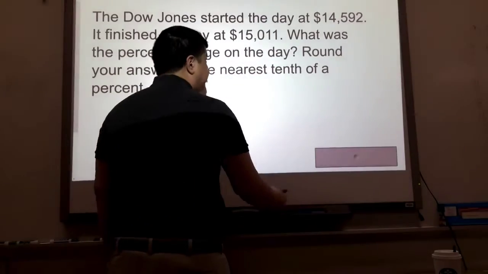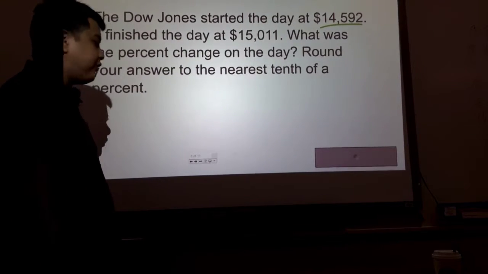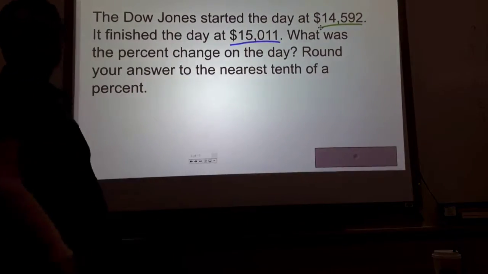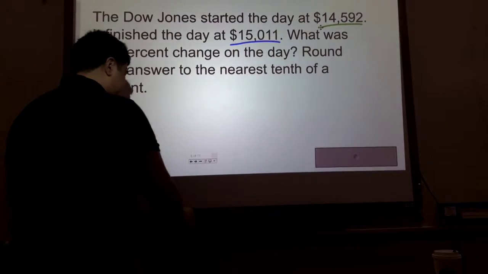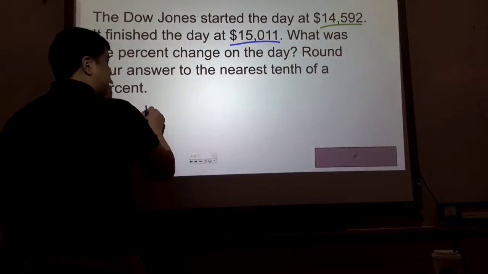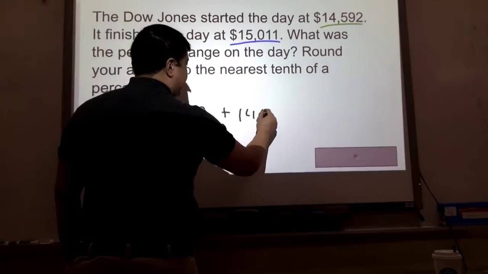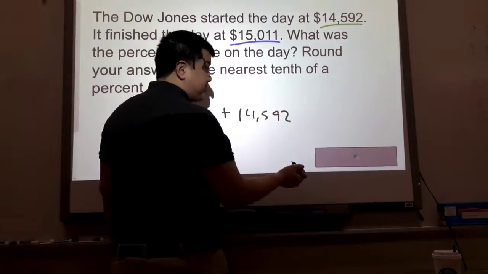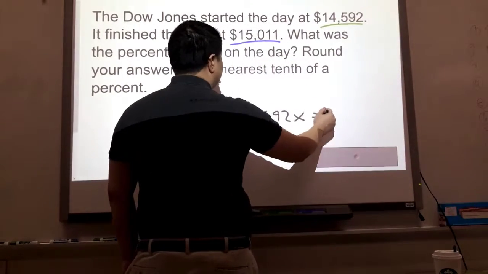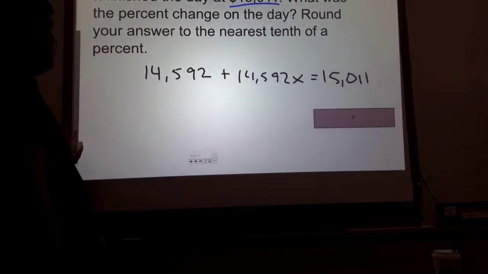The initial value is what started off the day, which is 14,592. The final is 15,011, which is what they ended the day with. So, to answer this, we have to use our formula that was on the last page. Our initial value, 14,592, plus our initial value, 14,592, times our percent change. We don't know what the percent change is. That's what we're being asked for. So we're going to make that x, which should equal 15,011. Now we have our equation.